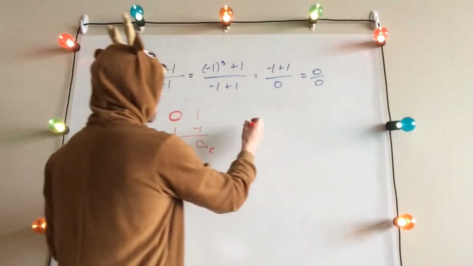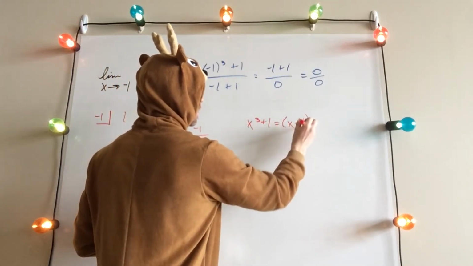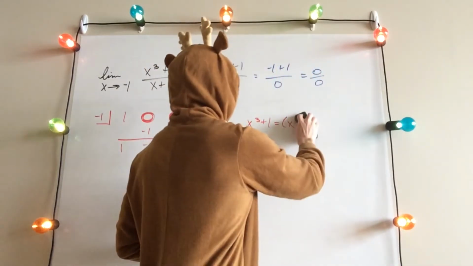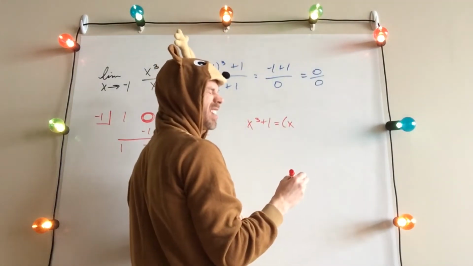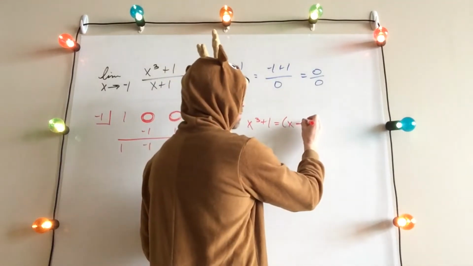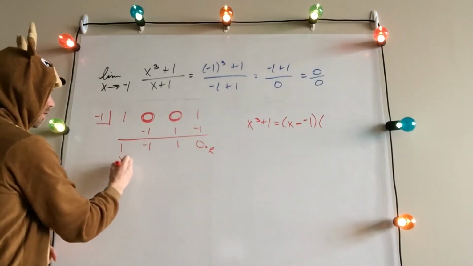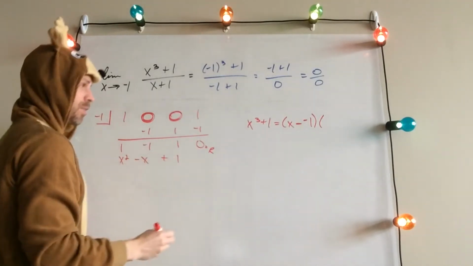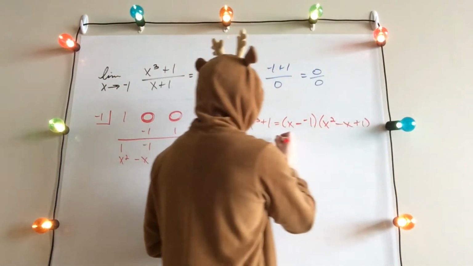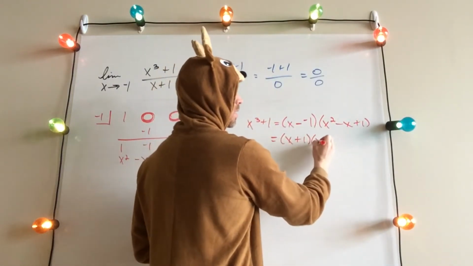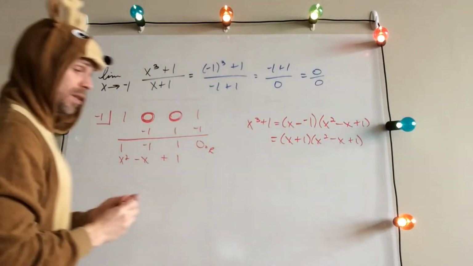So that meant that x cubed plus 1 is the same thing as, whenever we're taking a 0 and writing it as a factor, it's minus a negative. So that would have been x minus negative 1, which is x plus 1. And then this here, x squared minus x plus 1.